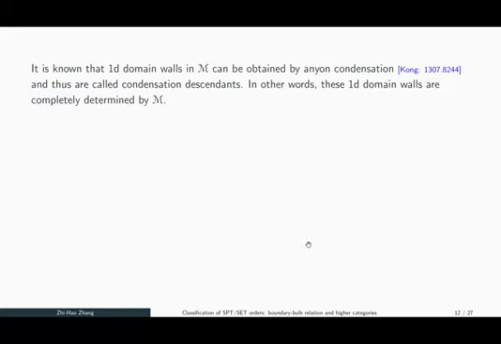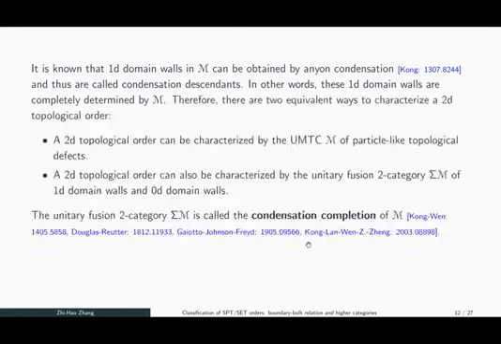And we also know that 1D domain walls in M can be obtained by condensation, so they are called condensation descendants. This means all 1D domain walls are completely determined by M. So indeed, you have not included more information. So these two characterizations are equivalent. The first one is to describe a 2D topological order by particle-like topological defects, which form a unitary modular tensor category. But you can also characterize it by the 1D and 0D domain walls, which form a unitary fusion 2-category.